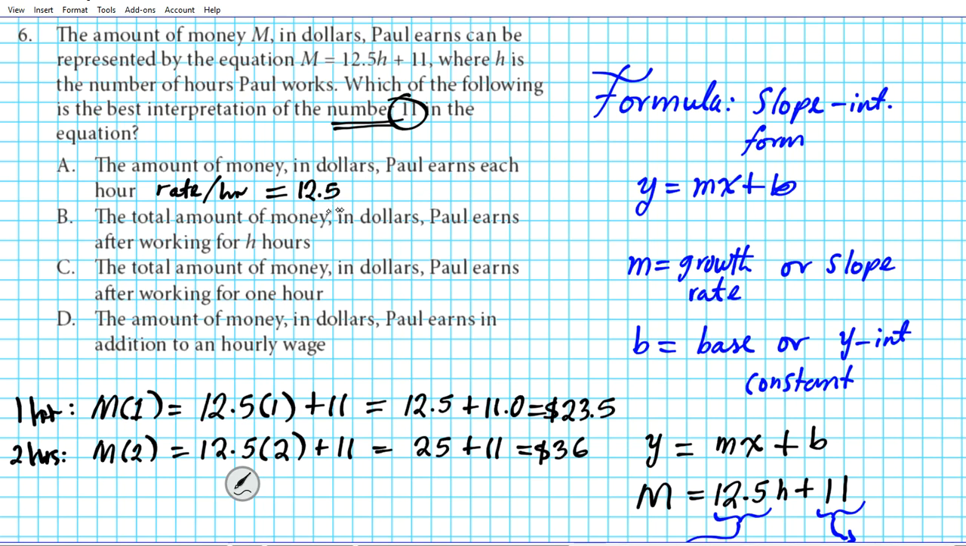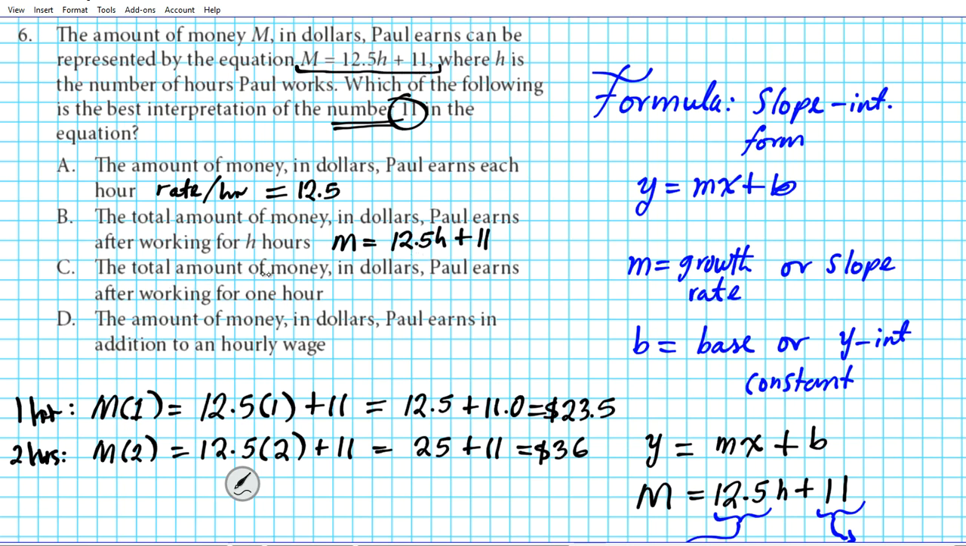The total amount of money in dollars Paul earns after working 8 hours. The total amount of money he earns is M, M of H, which is 12.5H plus 11. Option B represents what this model that's given to us computes.